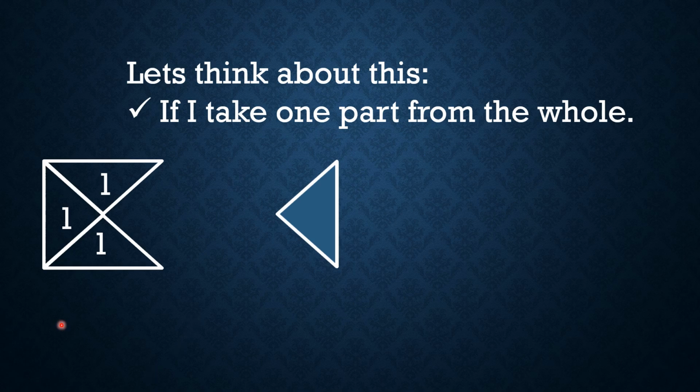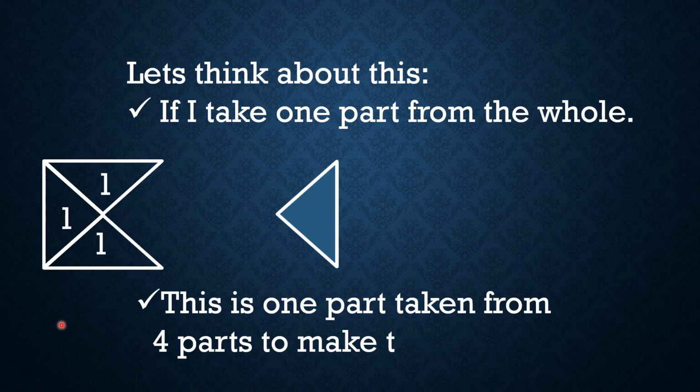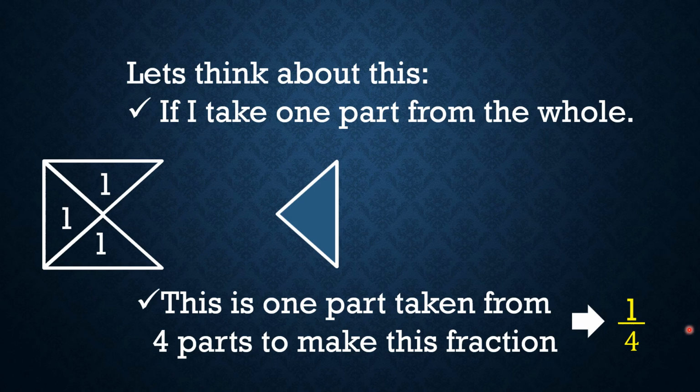Now, what does this mean? This is one part taken from 4 parts to make the fraction 1/4. As you see, this number represents one part taken, then the fraction bar. These 4 represent the whole number of parts that make up this figure.